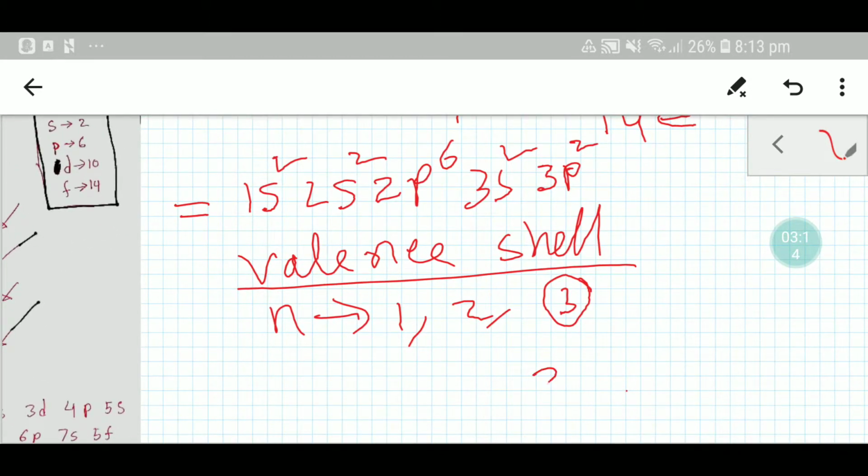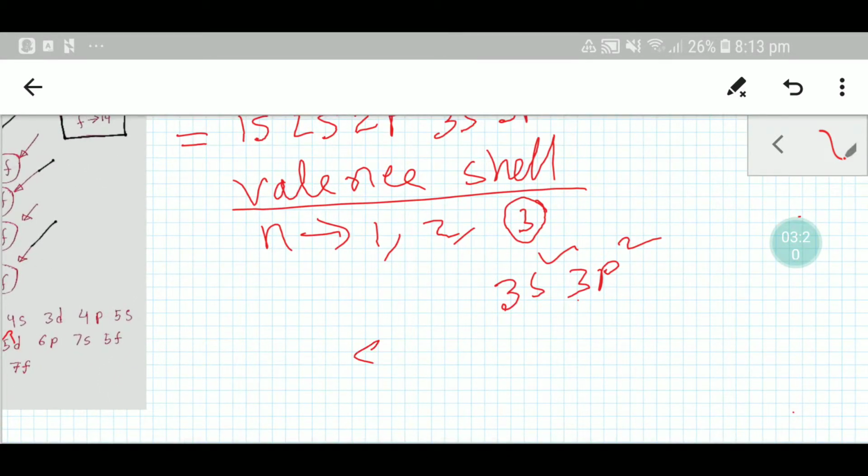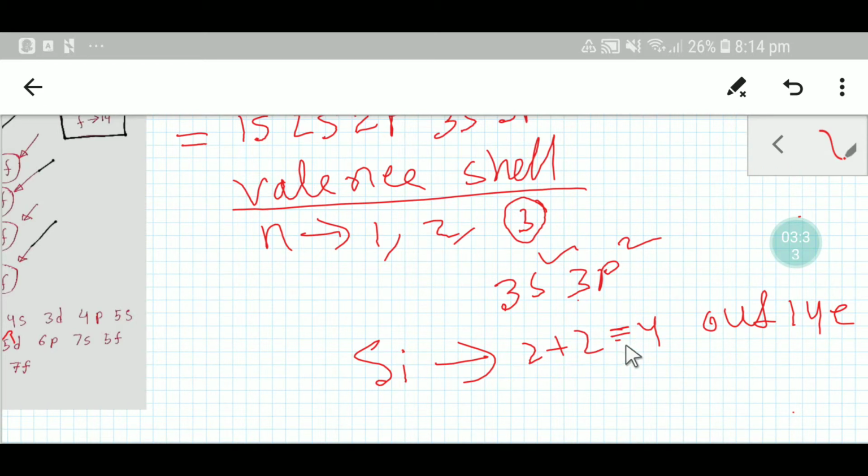In shell 3 we have the 3s2 and 3p2 subshells. That is why silicon has 2 plus 2, that is 4 electrons out of 14 electrons. So silicon has 4 valence electrons. As you know, the electrons of the valence shell are called valence electrons.